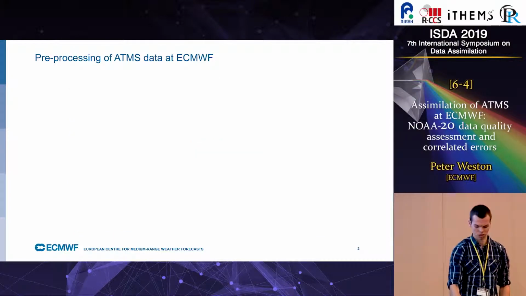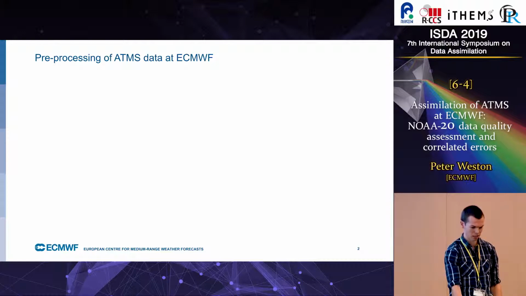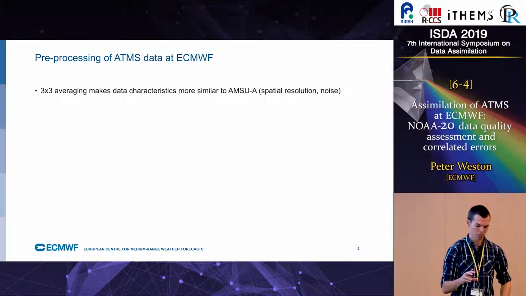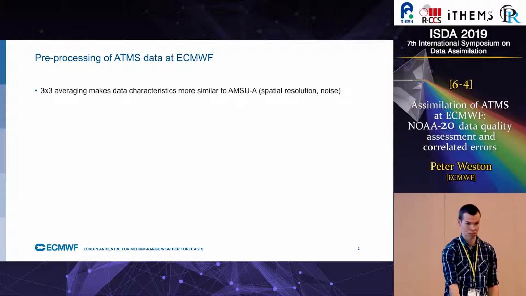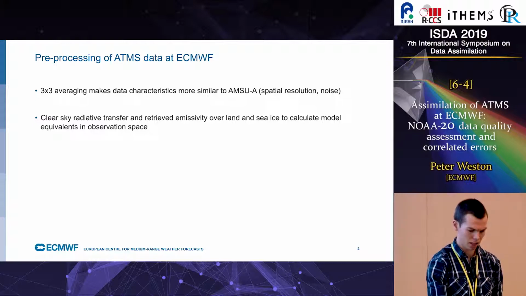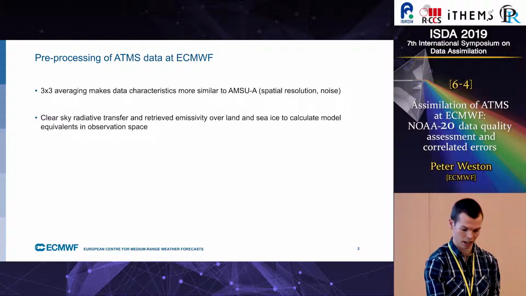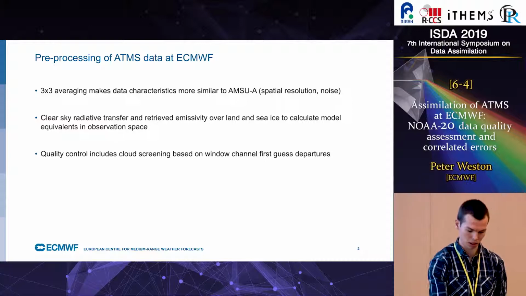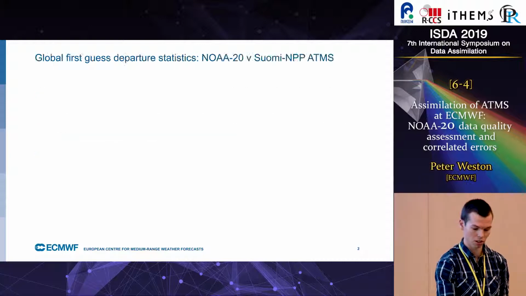A couple of points just to mention how we pre-process the ATMS data that we use. Firstly, we do a 3x3 averaging because the instrument fields of view are oversampled, and this makes the data characteristics more similar to the legacy instrument AMSU-A in terms of spatial resolution and noise. We are only assimilating this in clear skies at the moment, so we run a clear sky radiative transfer model, and we retrieve emissivity over land and sea ice. And then we use quality control, including cloud screening, based on window channel first guess departures.